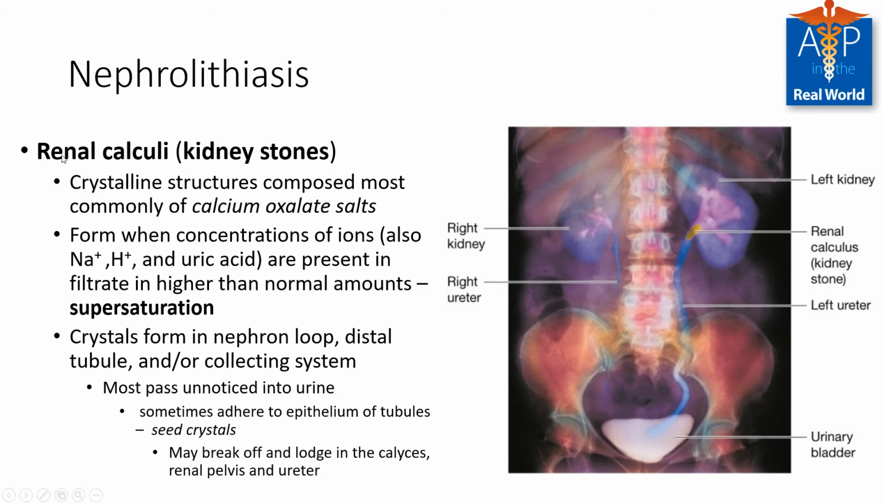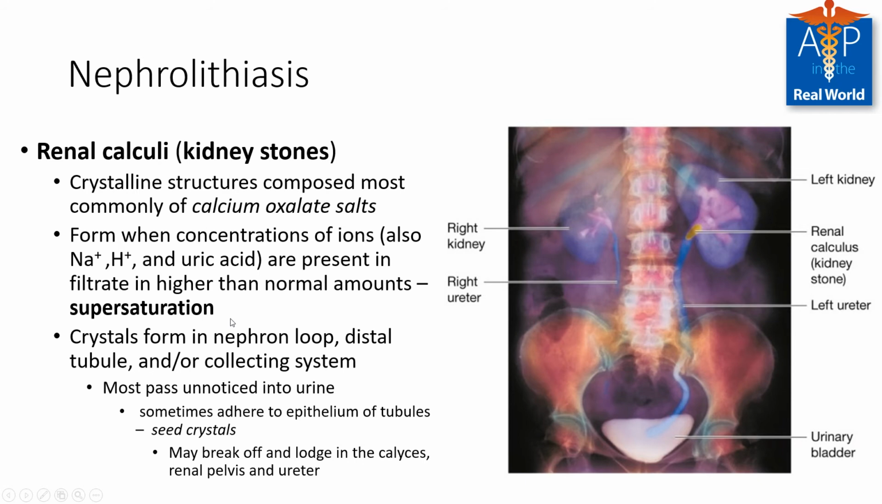So nephrolithiasis is the formation of kidney stones or renal calculi. And of course, renal calculi are crystalline structures that are going to be mainly calcium oxalate salts. But you can also have these form via sodium ions, hydrogen ions, and of course, uric acid. And when these things are present in large amounts, this is called supersaturation. So this is how those calculi are formed.